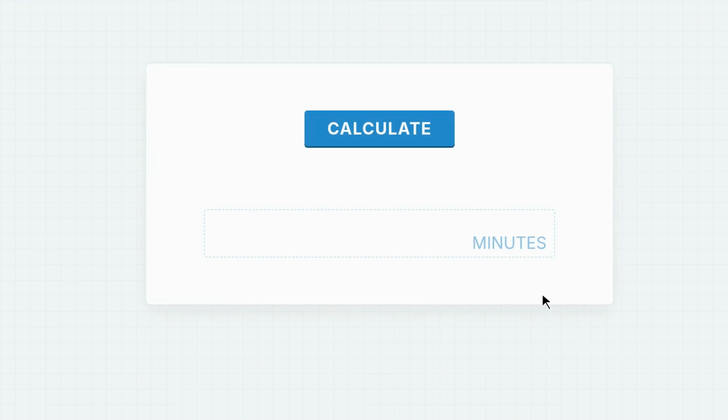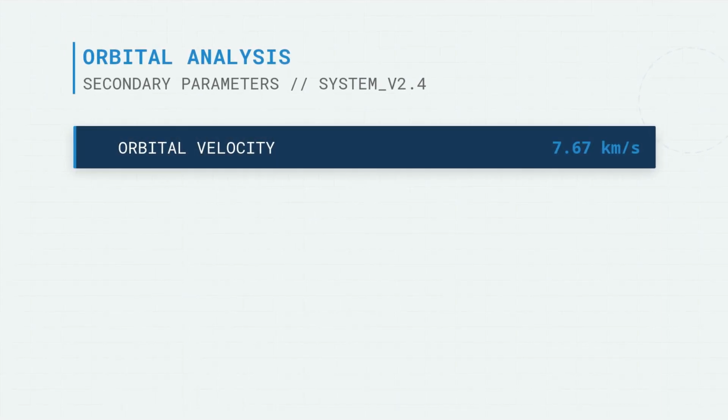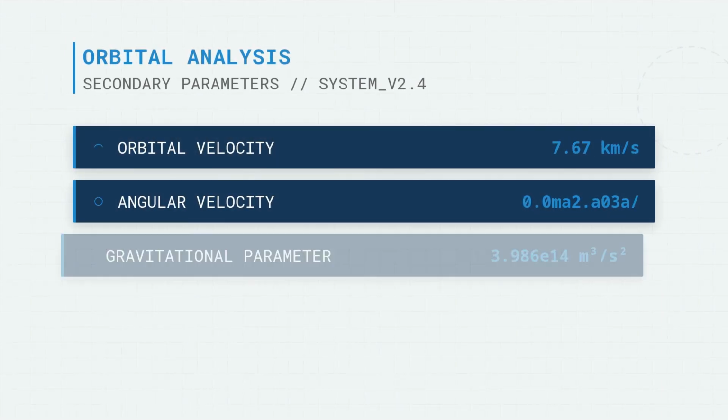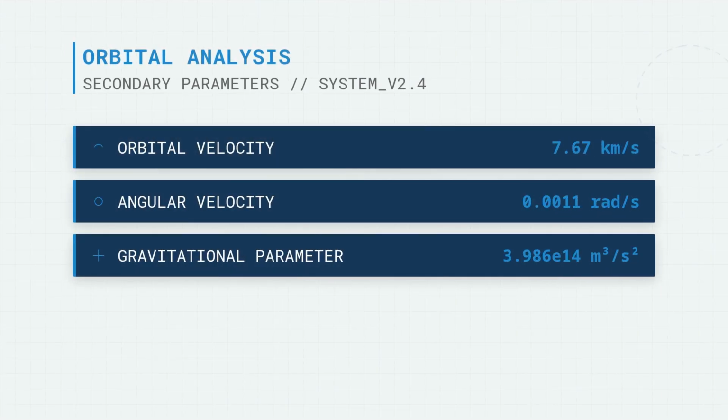After clicking Calculate, the results appear below. The primary result shows your calculated orbital period. The secondary results display related parameters like the orbital velocity, angular velocity, and gravitational parameter. Any warnings about your inputs or calculations appear at the bottom.